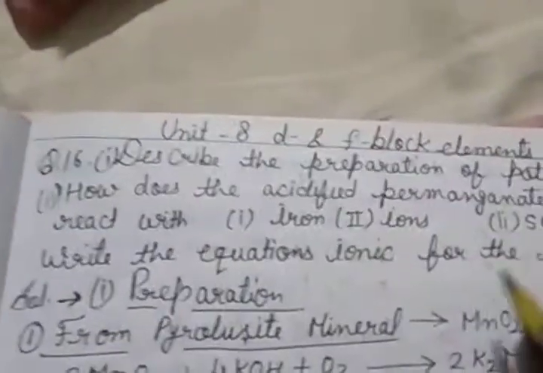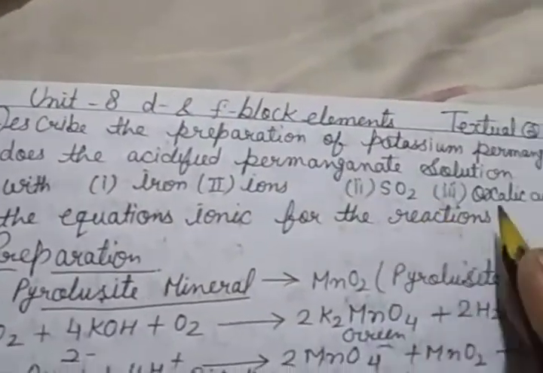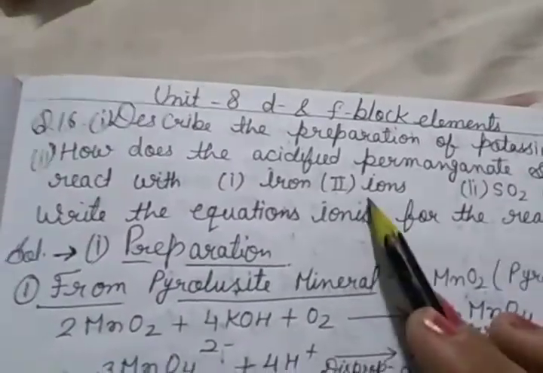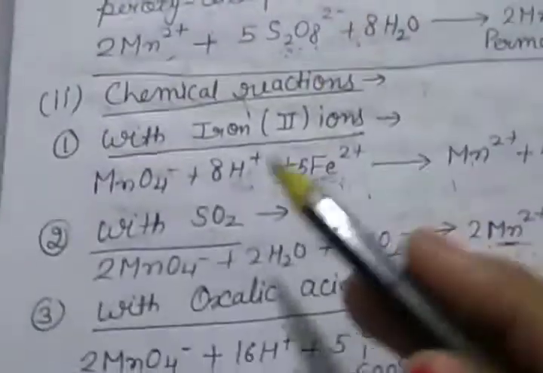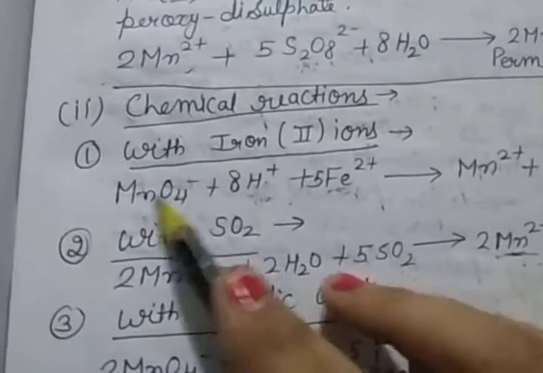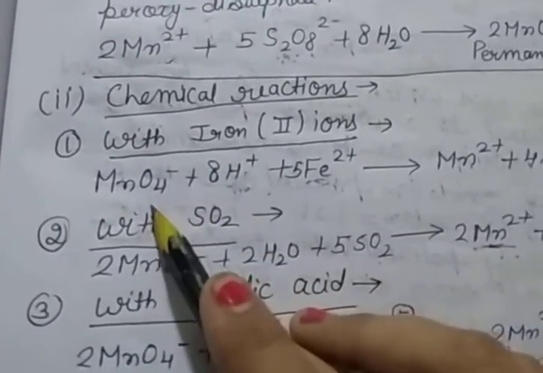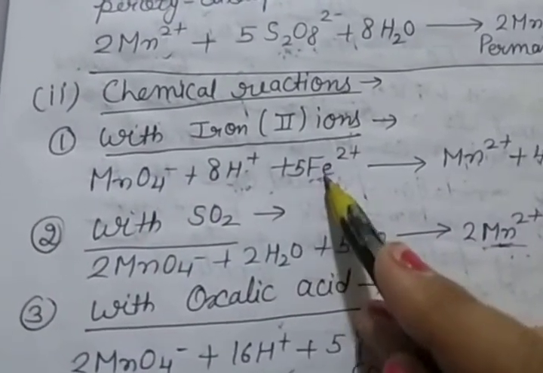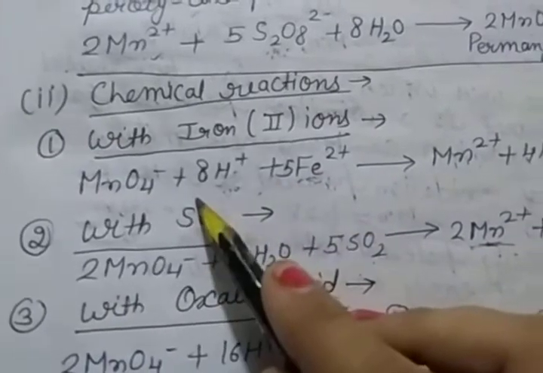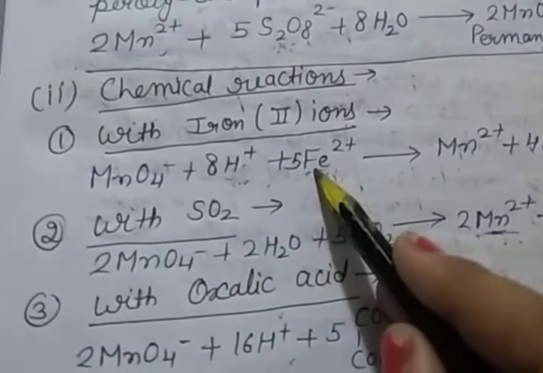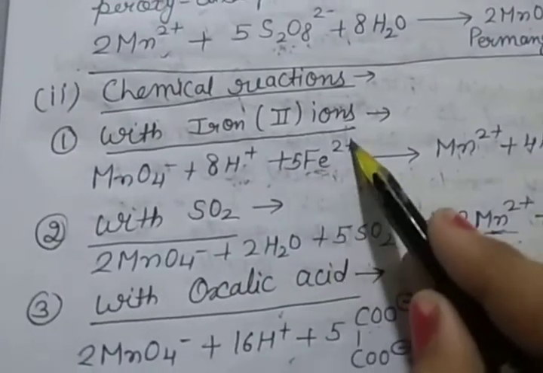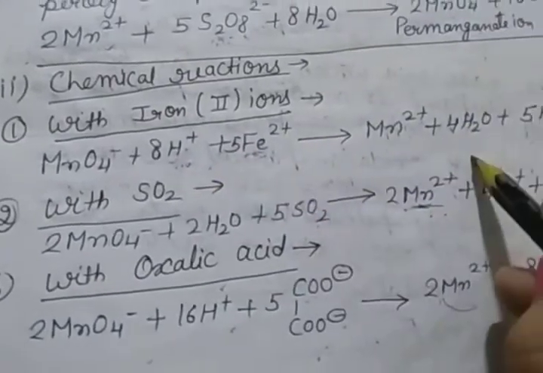Second one is, how does the acidified permanganate solution react with iron? So first, react with iron. MnO4- permanganate ion reacts in acidic medium with H+ ion and then Fe2+ ion, ferrous, that is Fe2+ ion. So which products are formed?